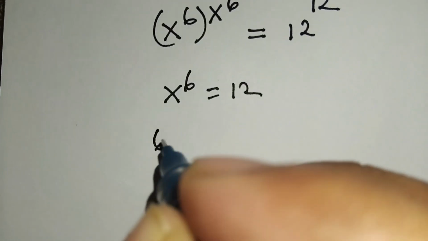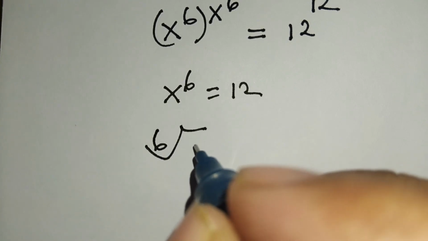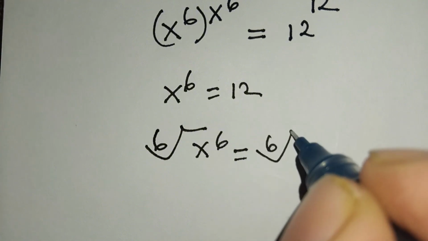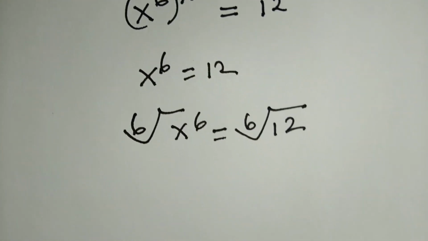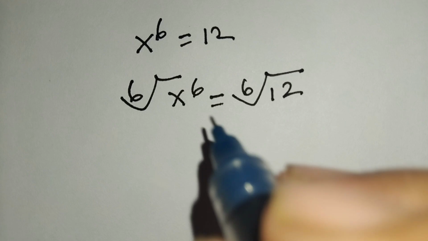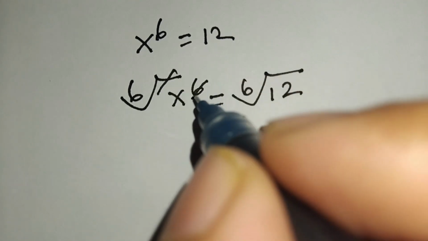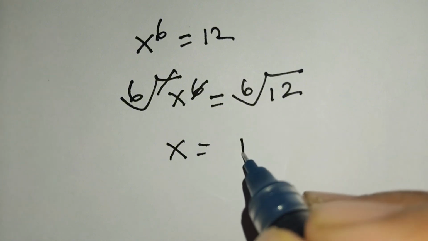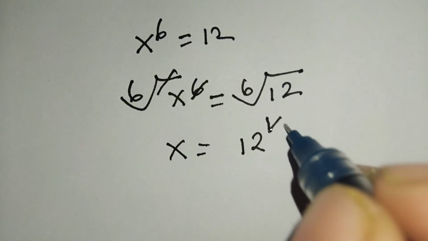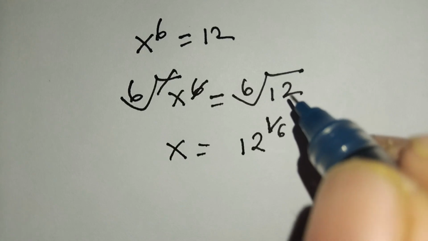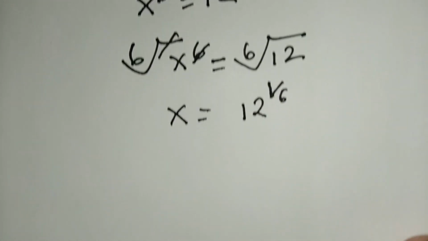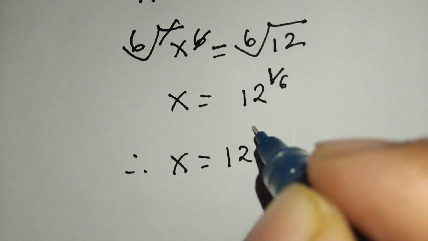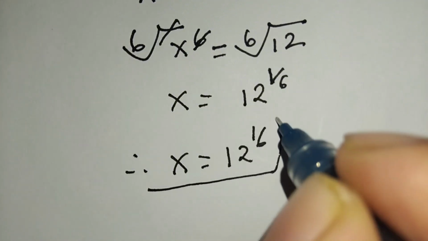Here, 6th root of x to the power 6 is equal to 6th root of 12. Here this 6th root and this power 6 cancel, and what remains is x is equal to 12 to the power 1 over 6. We can write the 6th root as the power 1 over 6. Therefore, x is equal to 12 to the power 1 over 6 is our final answer.